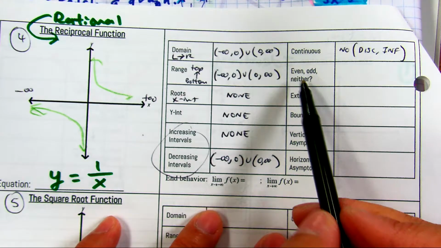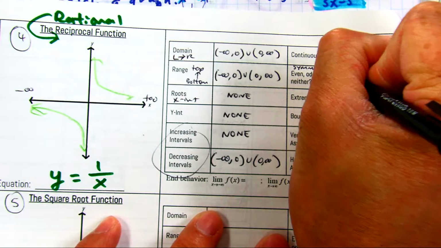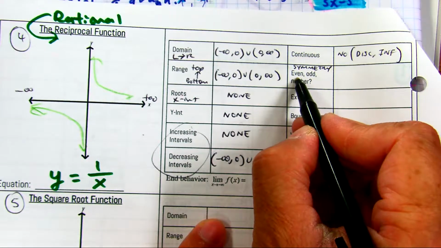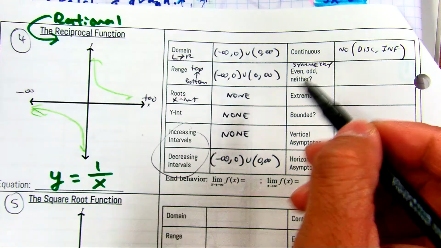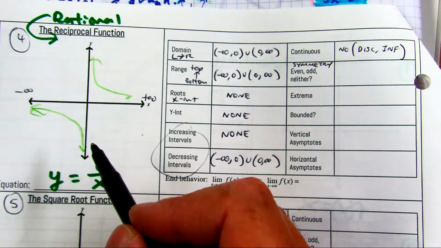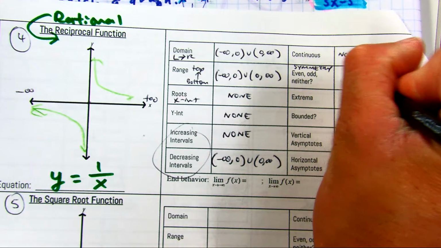Okay, this one's talking about its symmetry. So is it symmetrical about the y-axis? Can I just flip it over? No. How about odd? Is it symmetrical about the origin? Yeah, so this would be odd symmetry.